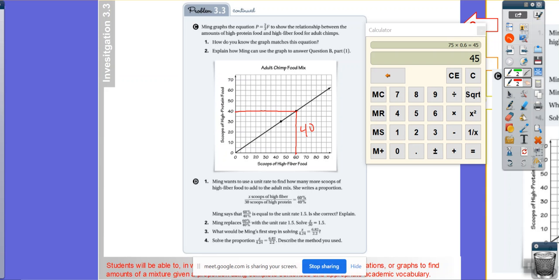What about from 0 to 60? That's a difference of 60. Is 40 over 60 equal to 2/3? Yes. One more, and this is the big one.